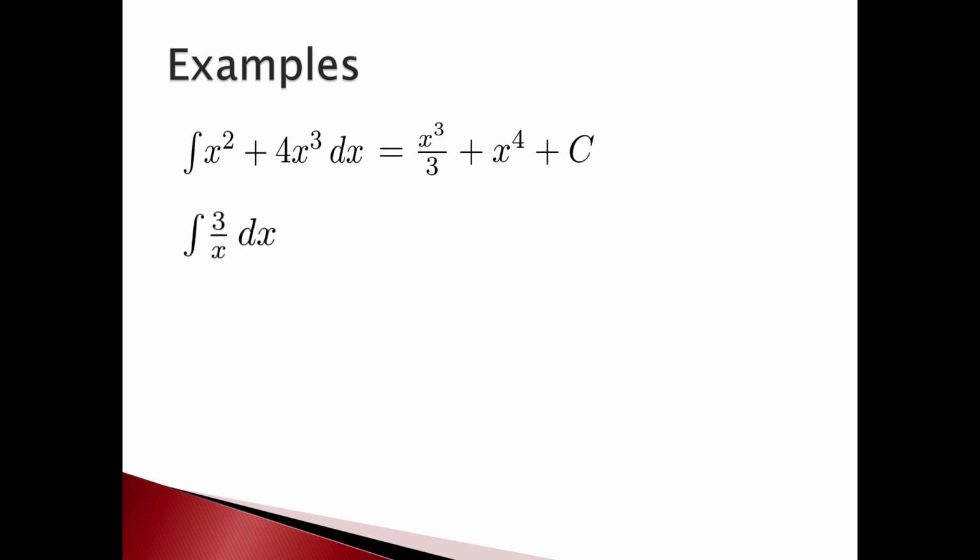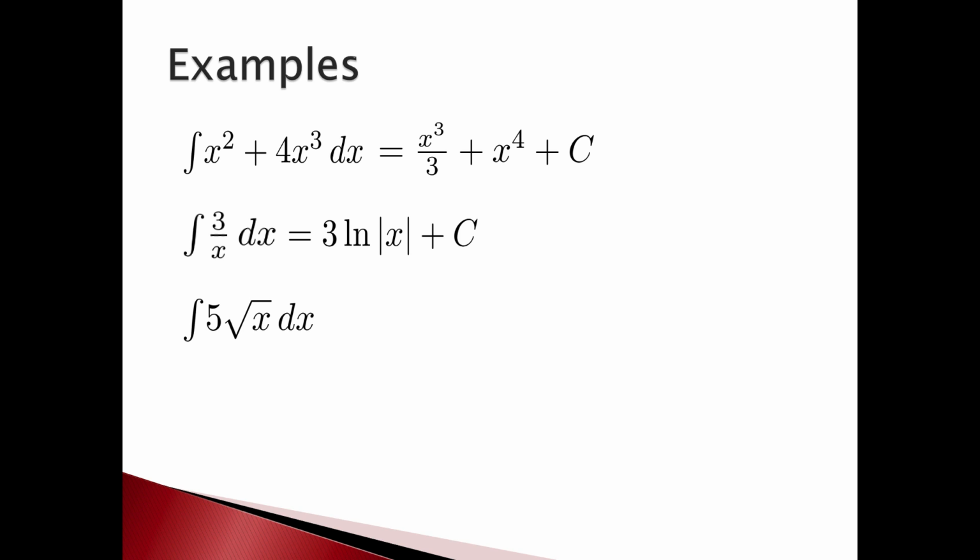What about 3 over x? Well, 3 is just a constant, so I can write down the 3 and then find an antiderivative for 1 over x. And as we said, the right way to take an antiderivative for 1 over x isn't just log, it's log of absolute value of x plus c.